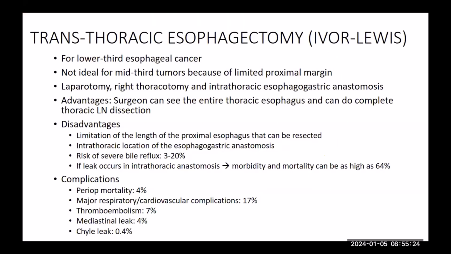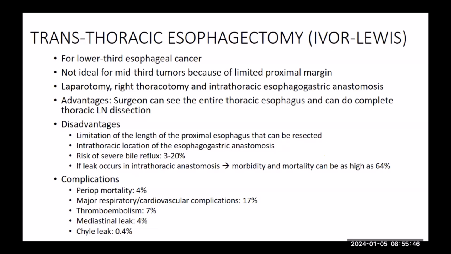So transthoracic esophagectomy, Ivor Lewis. It is preferred for lower third esophageal cancer, not ideal for mid third tumor because of the limited proximal margin. There will be laparotomy, right thoracotomy, and intrathoracic esophageal-gastric anastomosis. Because of this, there is more chance of leak and bile reflux.